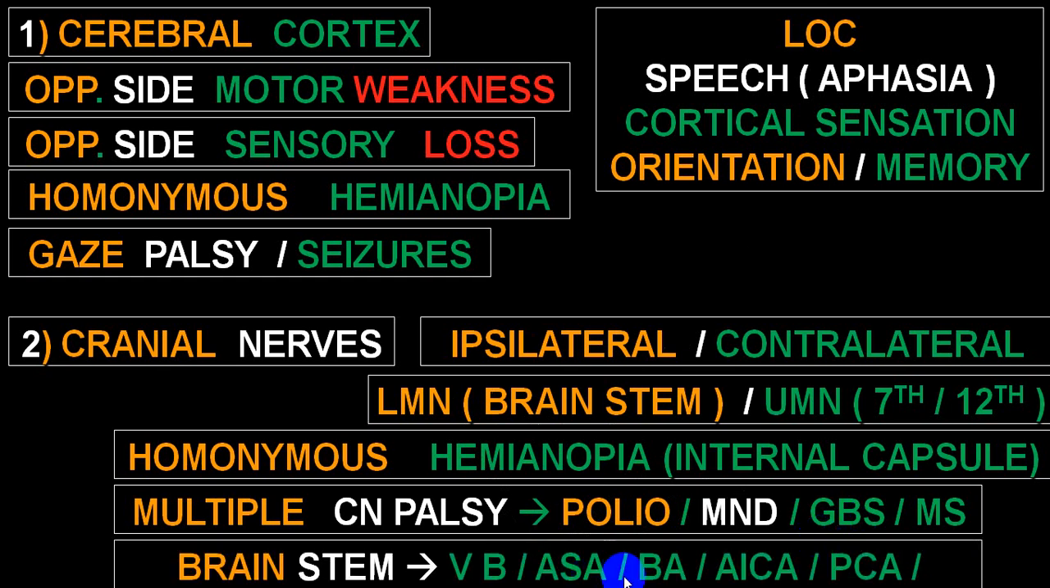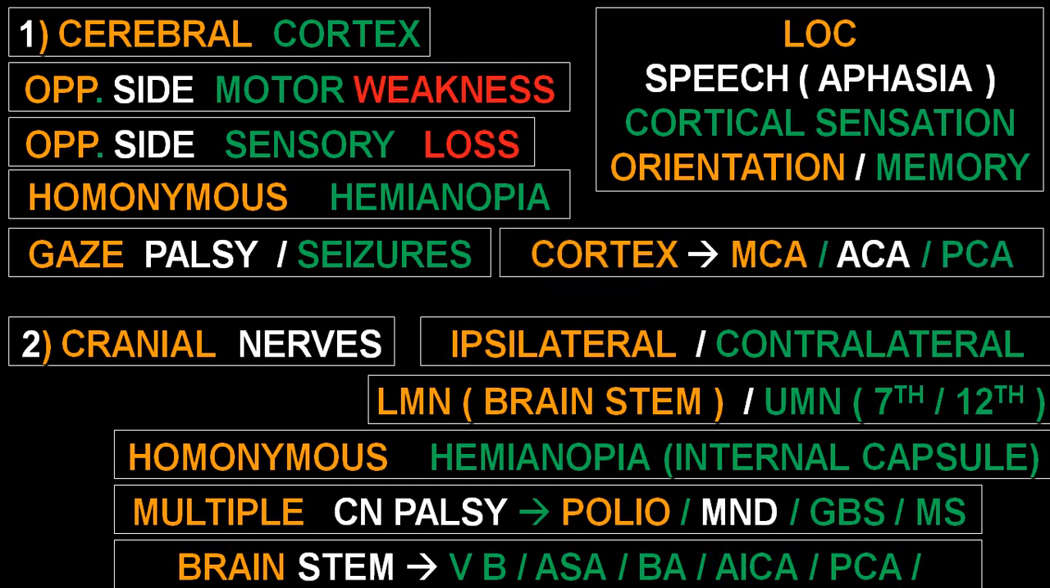In brainstem damage, you can have different arteries being involved, the vertebrobasilar artery. We can have the basilar artery, you can have anterior spinal artery involvement, you can have the anterior inferior cerebellar artery or posterior cerebral artery, or you can have the posterior inferior cerebellar artery. All these arteries can be involved, and depending upon that arterial involvement, a part of the brainstem and cerebellum may be affected.